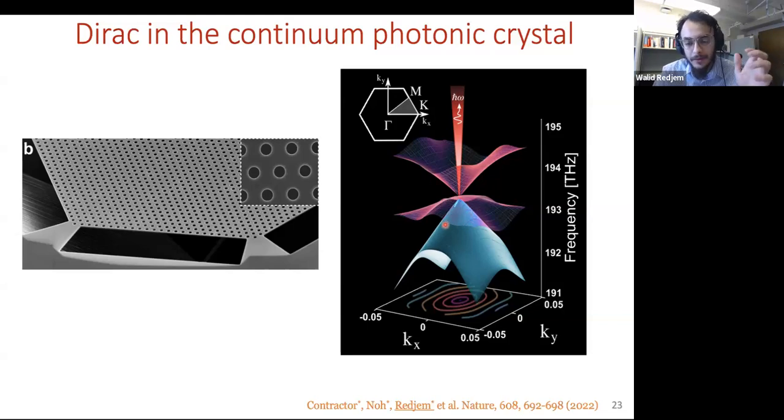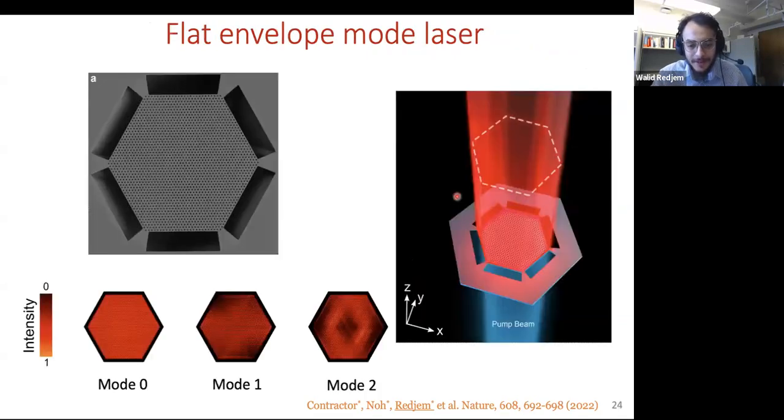And you can notice that for the Dirac cone, the radius of the isofrequency contour is basically the index. And when you are at the Dirac cone, the index is actually 0. There are lots of consequences when the index is 0. The first one is that you get a flat envelope.